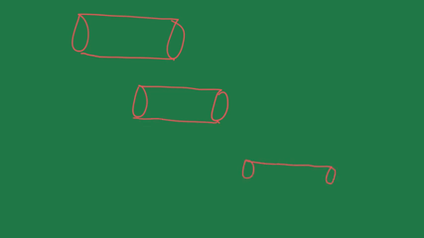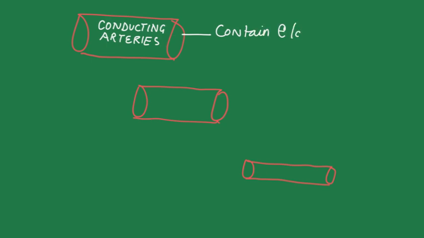We have three types of arteries in the body. They are conducting arteries, distributing arteries, and resistance arteries. The conducting arteries are the closest to the heart. They must respond to the changes that take place in the ventricle. When the ventricle contracts or relaxes, the changes in pressure are massive. So in order to handle this change in pressure, these arteries must be elastic. So we also call them elastic arteries.